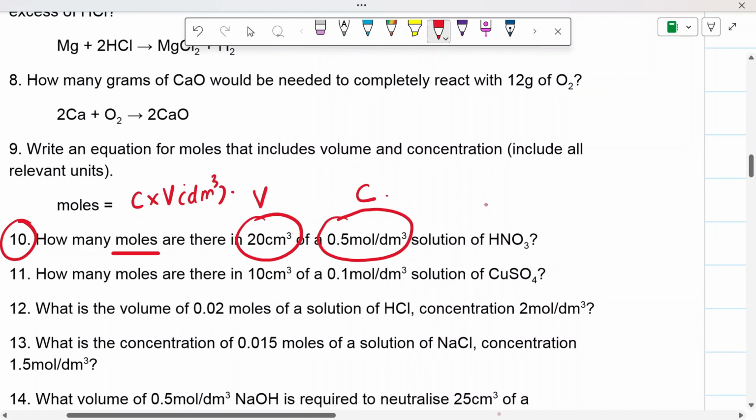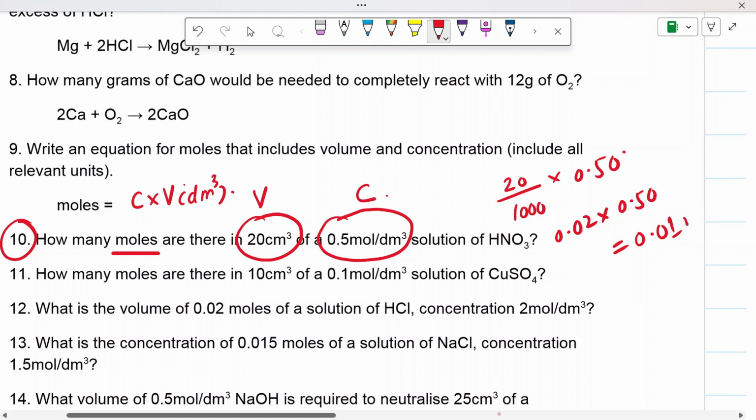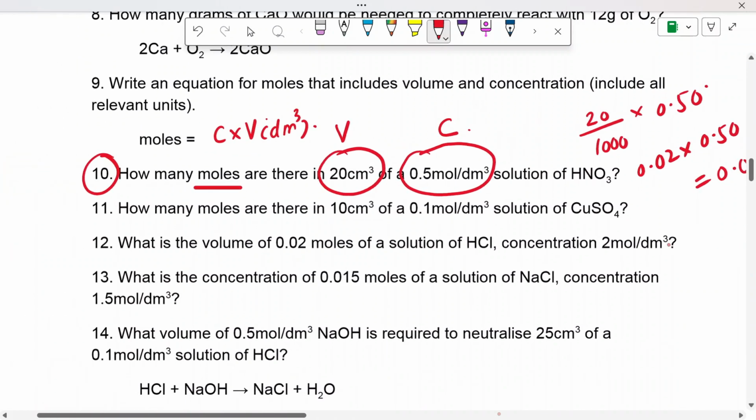So 20 divided by 1000 is 0.02. So 0.02 times 0.50. What is the answer? 0.01. That's moles. Very good. Well done, Laura. Let's try question 11 now, real quick. Here we have question number 11: How many moles are there in 10 centimeter cubed of a 0.1 mole solution? We do the same kind of thing.